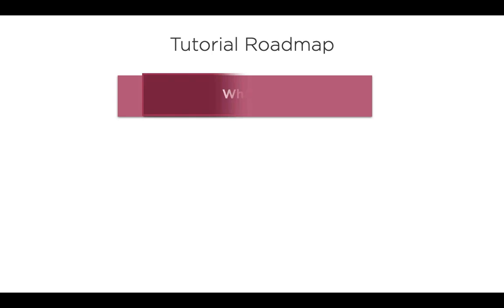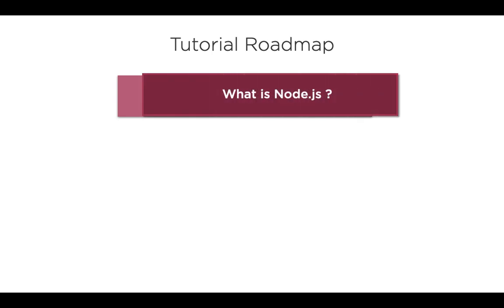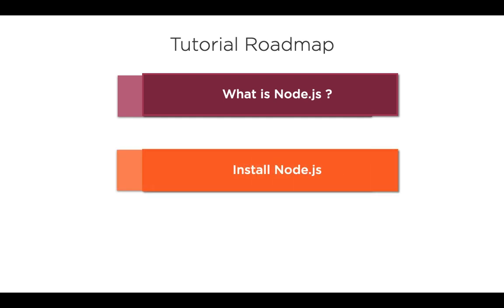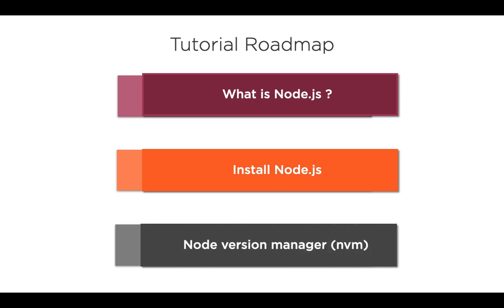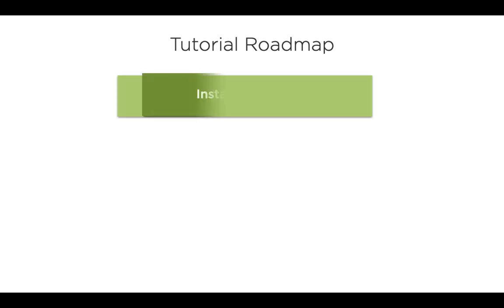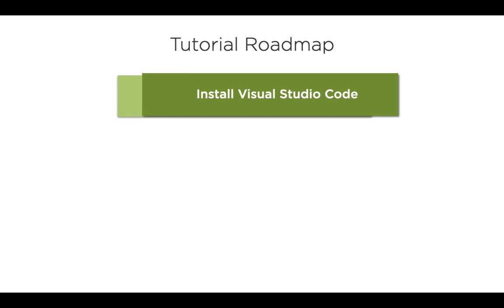We'll dive into what exactly Node.js is, its building blocks, and talk about how its architecture enables developers to build high-performance applications. Next, we will install Node. Then we will see how we can manage and switch Node.js versions using NVM. After that, we'll talk about some IDE options. We will be installing VSCode, which I will be using for this tutorial.